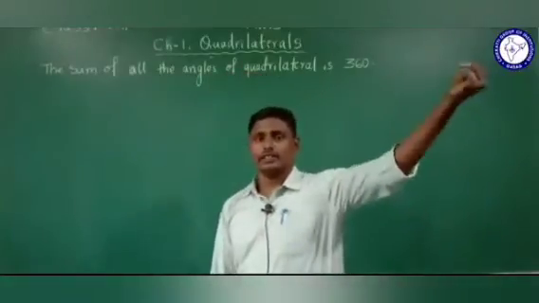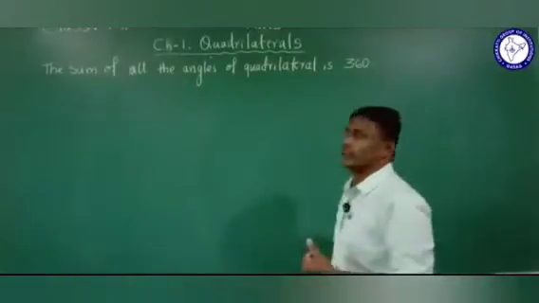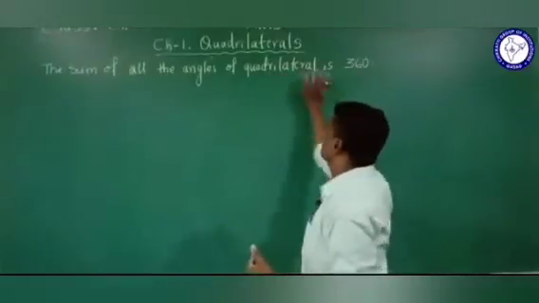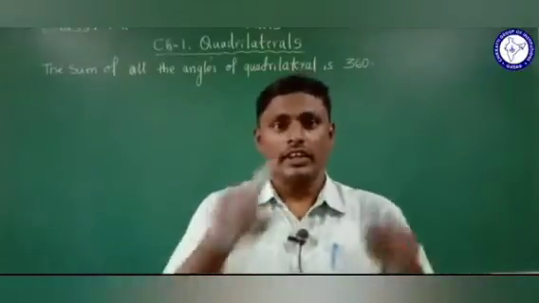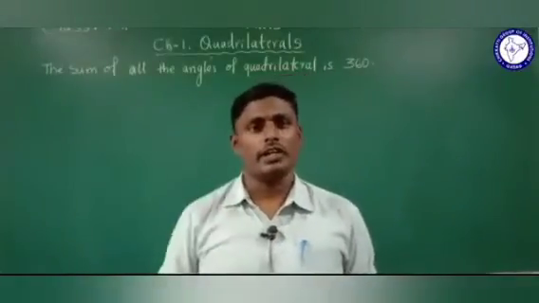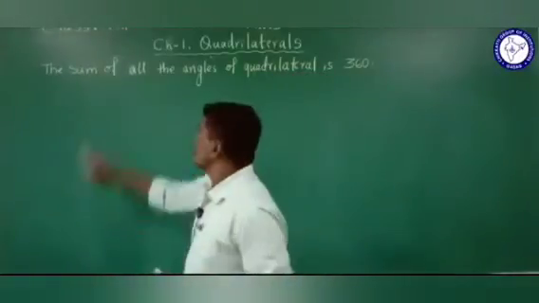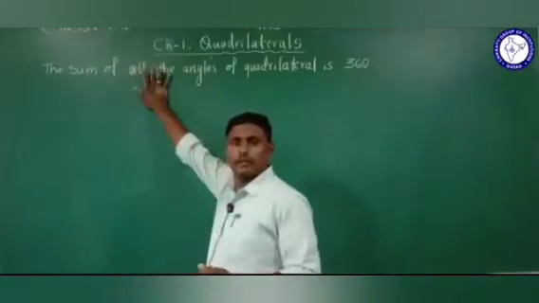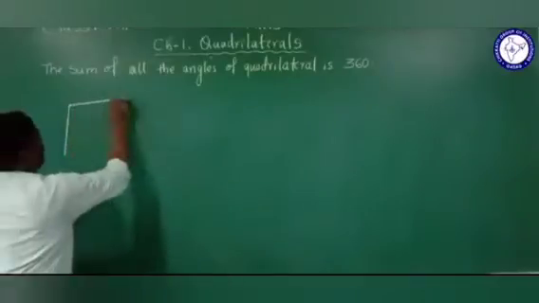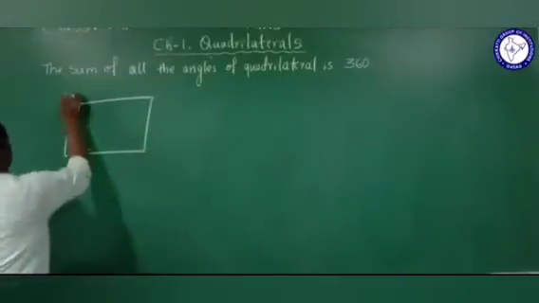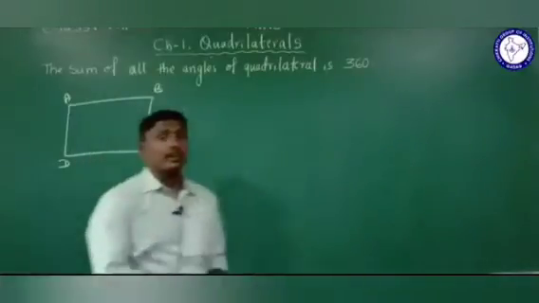As we have already discussed in the previous class, the sum of all the angles of the quadrilateral is 360 degrees. It is already discussed in the first session, right? The interior angle sum of a triangle is 180 degrees and the interior angle sum of a quadrilateral is 360 degrees. We will prove the given statement, alright? So here I will take one quadrilateral ABCD. ABCD is a quadrilateral.